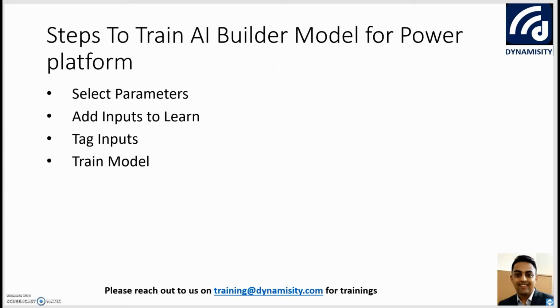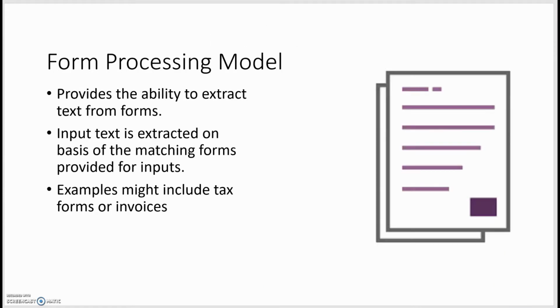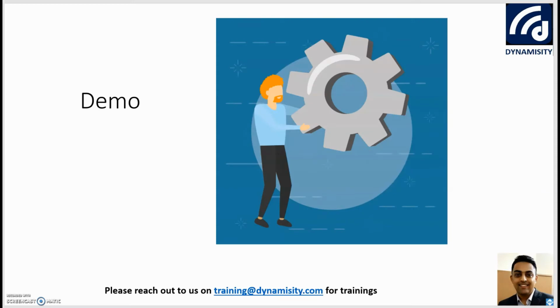What are the typical steps to train an AI Builder model for Power Platform? You first select your parameters, then you add some inputs to learn, you tag your inputs, and you train the model. Let's get introduced to the model which we are going to utilize here for Tom, which is the form processing model. This basically provides the ability to extract text from forms, based on matching the inputs we have provided earlier, historical information. Some examples apart from what we are using for Tom here might include text forms or invoices. Having said that, let's quickly move into the demo and see how we have configured this particular form processing model in AI Builder for Power Platform.